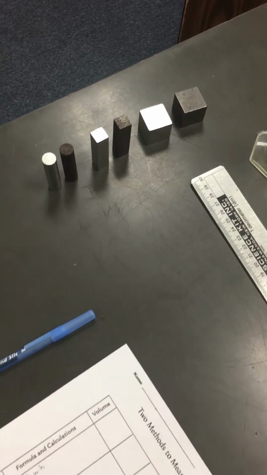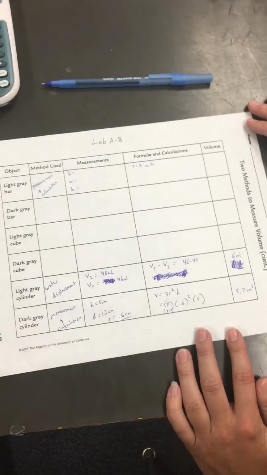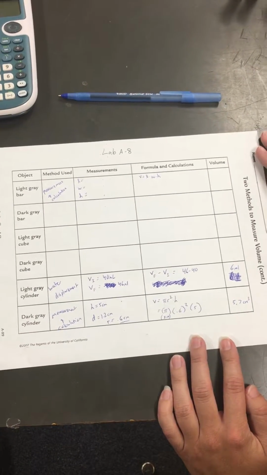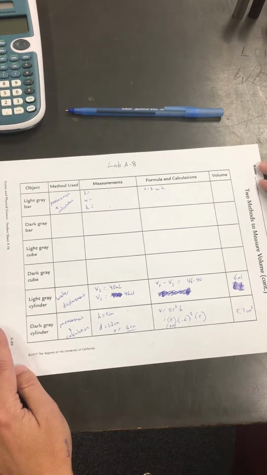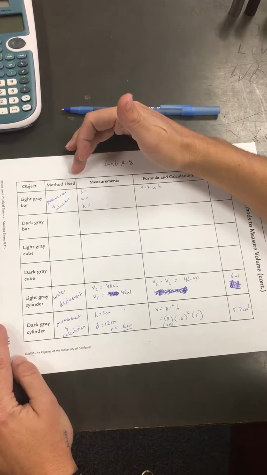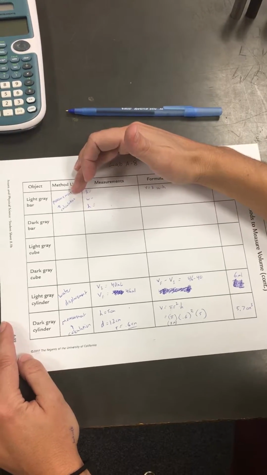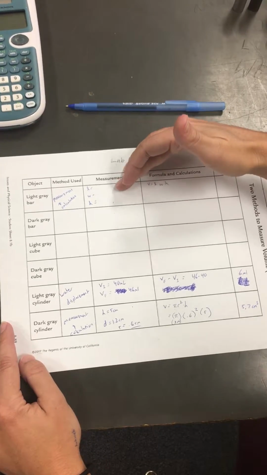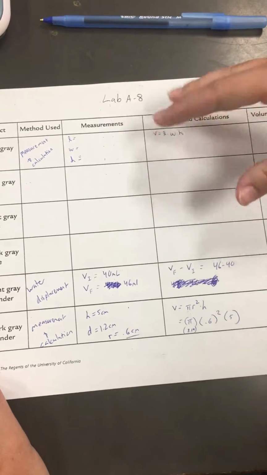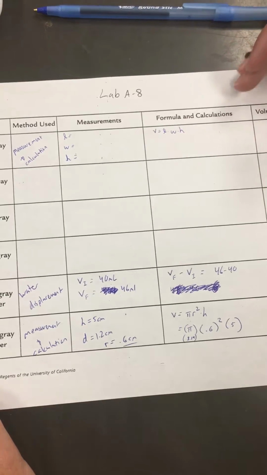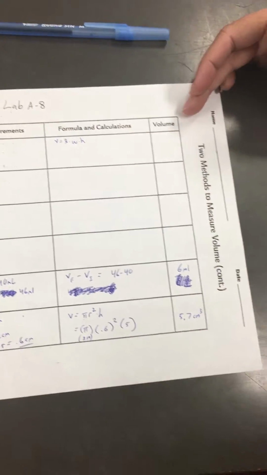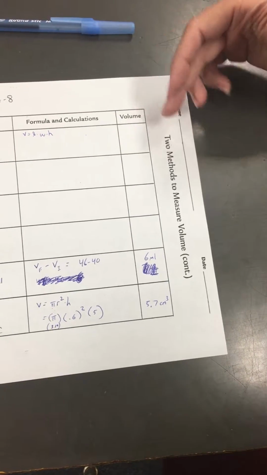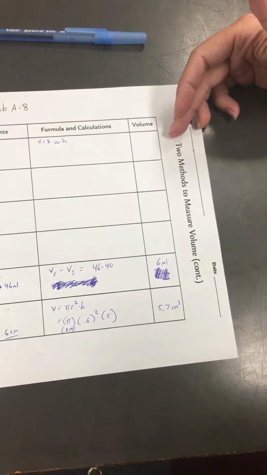So now we're going to test them. You should have received a 2-method measure volume worksheet. This is where you're going to record your data. In the method used, you would either write measurement and calculation or water displacement. For the measurements, this is where you can record all your measurements in centimeters or milliliters. Here you'll do your formulas and calculate by showing your work. And then last but not least, the volume is the final result you got for that object.